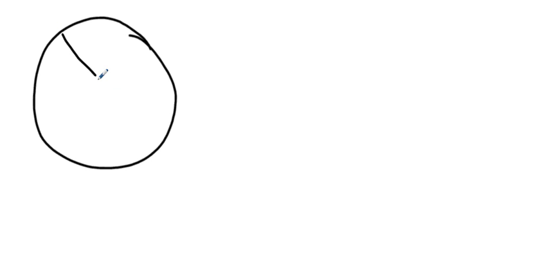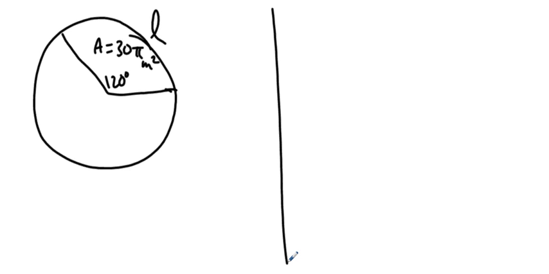There are some things you should know how to do based on all of this. So let's pretend that I have a central angle. That central angle is 120 degrees, and I have an area of 30 pi square meters. I want to find arc length.